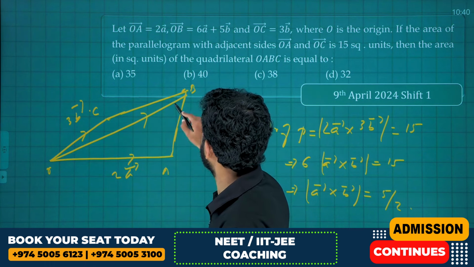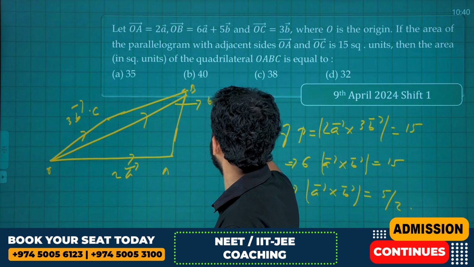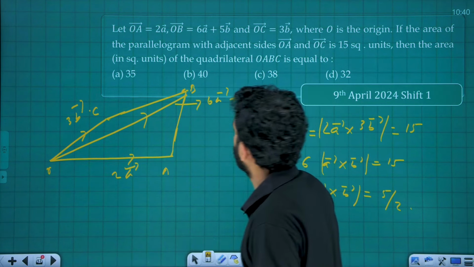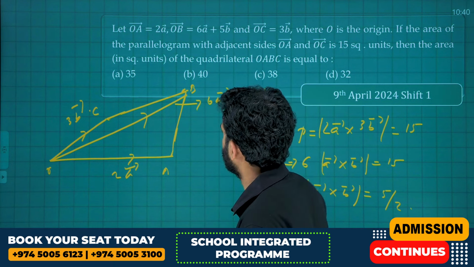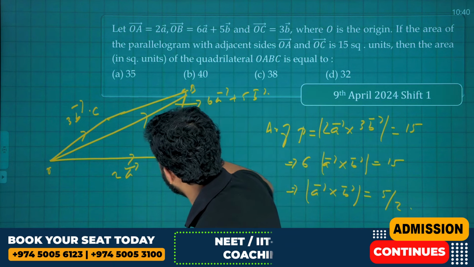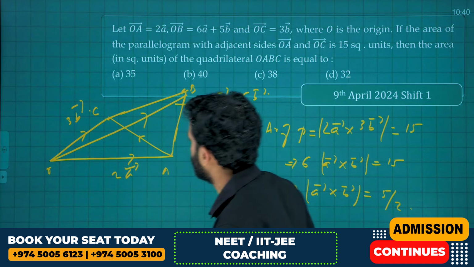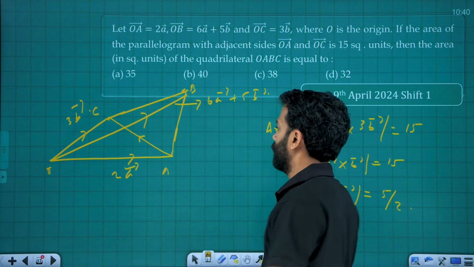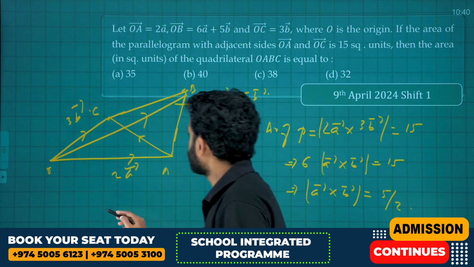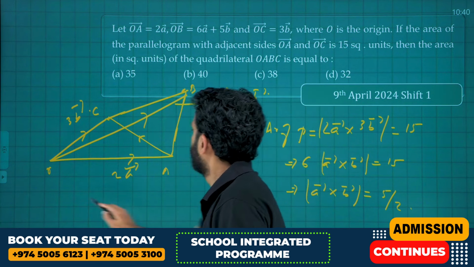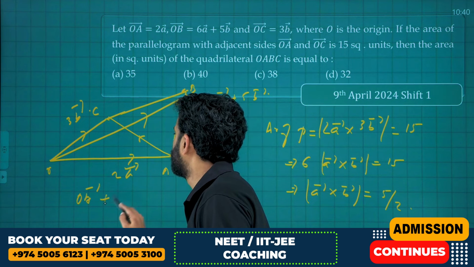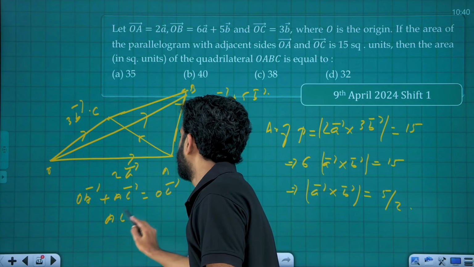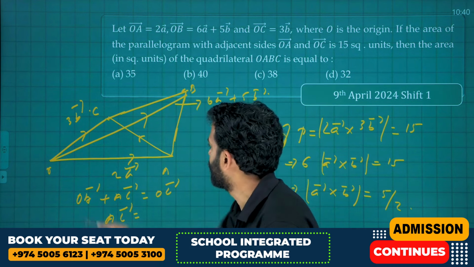6 vector A plus 5 vector B. This is 6 vector A plus 5 vector B. Okay, so this is given. We need to find the other diagonal also, that is vector AC, which we need to find. We can easily find that using triangular law of vector addition. That is, vector OA plus vector AC is equal to vector OC. Therefore, vector AC is equal to vector OC minus vector OA.